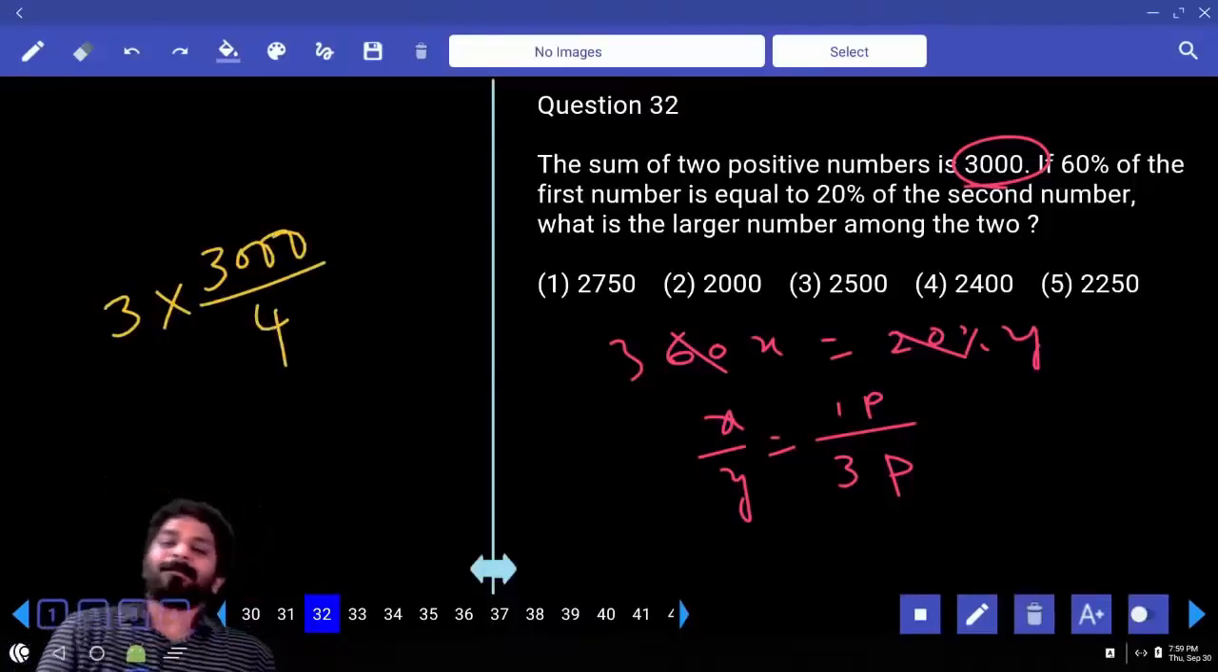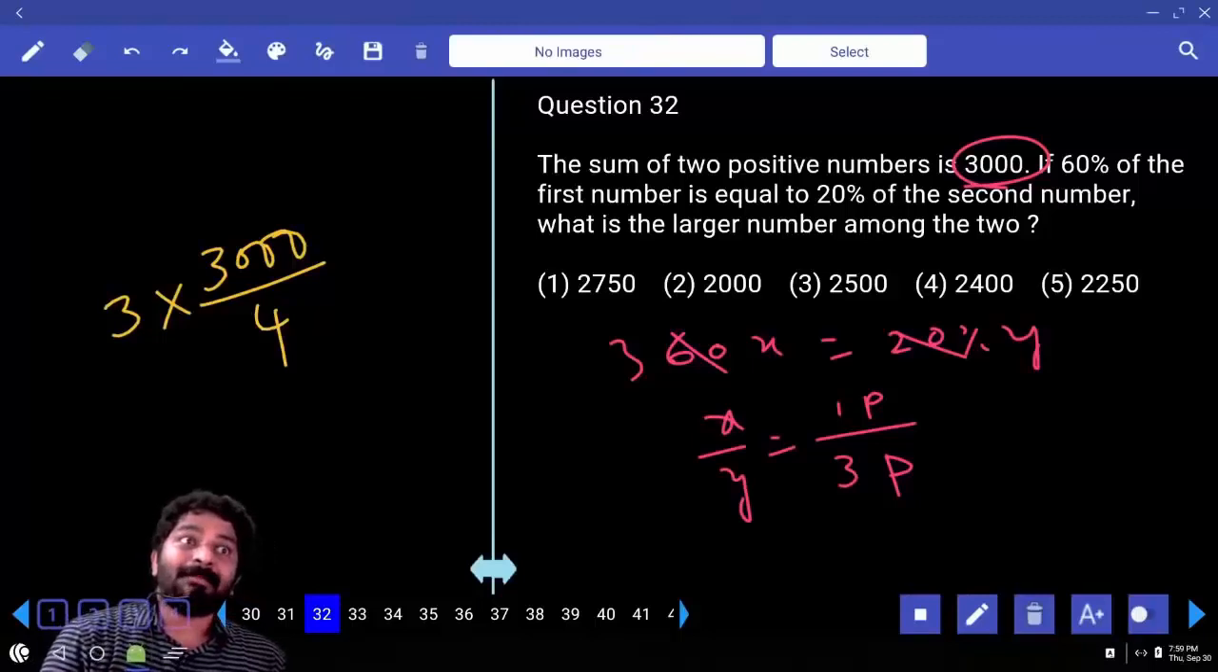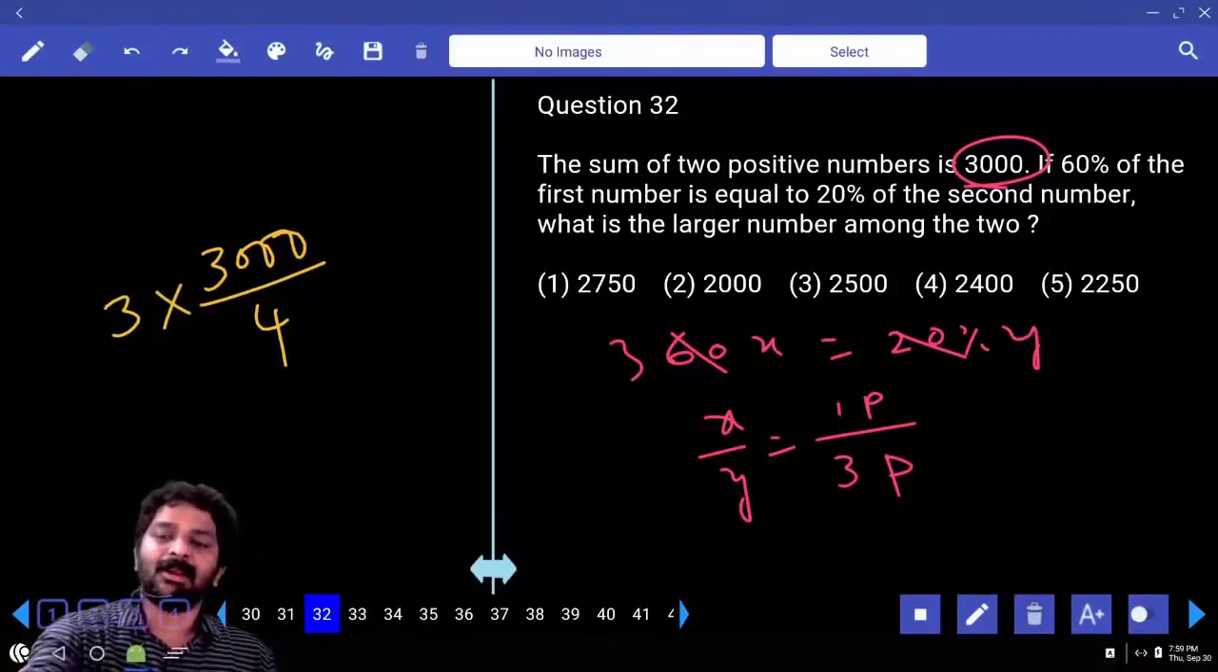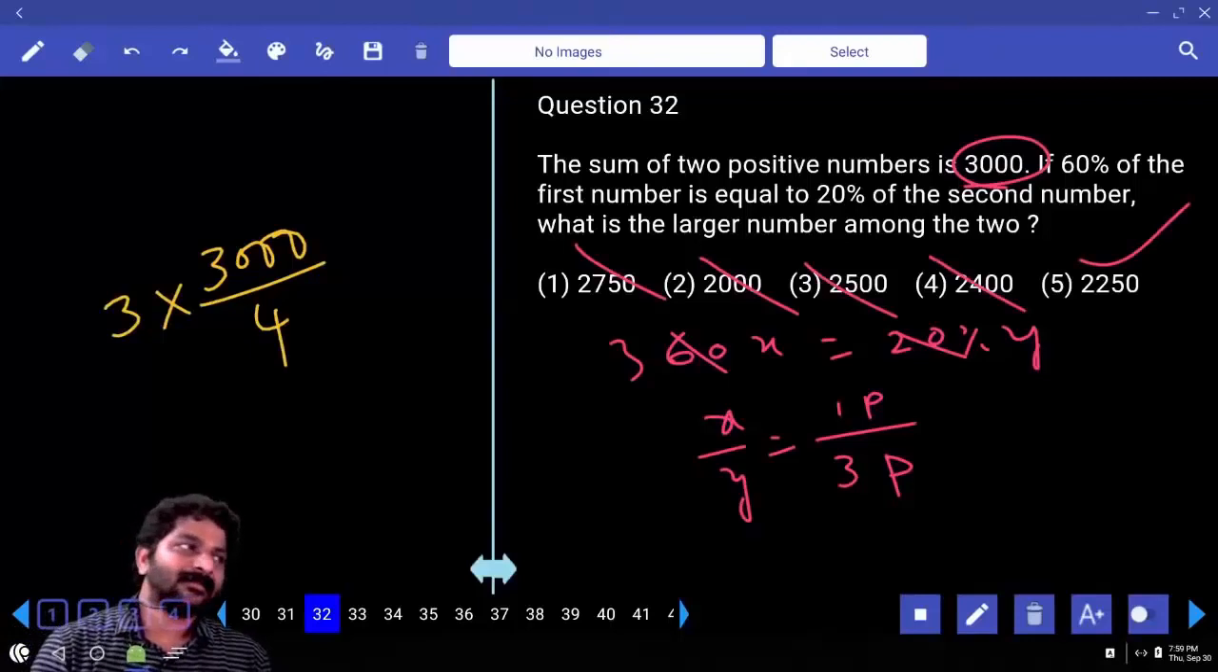The answer must be which multiple? A multiple of 9, because in the numerator we have 3 into 3, 9. In the denominator there is no multiple of 3. Am I right? First option, no. Second, no. Third, no. Fourth, no. Fifth, final.